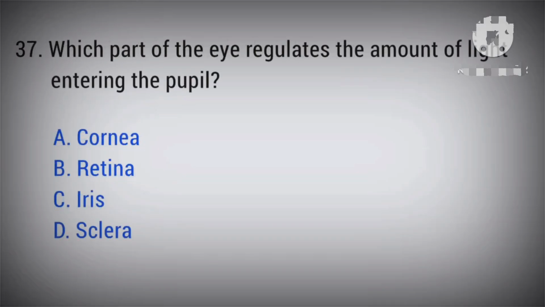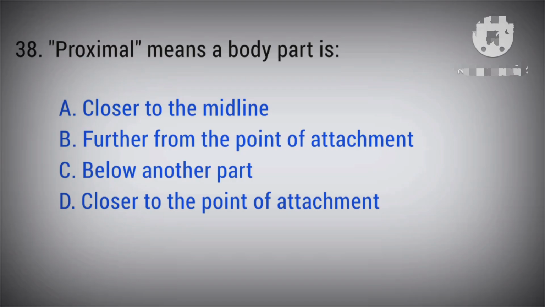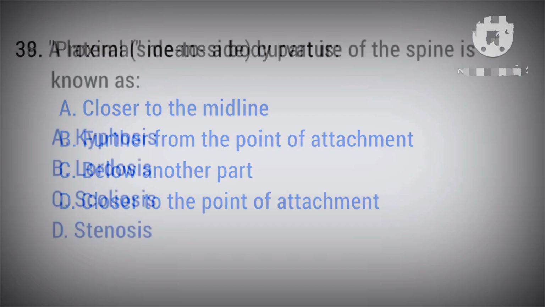Question 37. Which part of the eye regulates the amount of light entering the pupil? The right answer is option C, iris. Question 38. Proximal means a body part is. The right answer is option D, closer to the point of attachment.